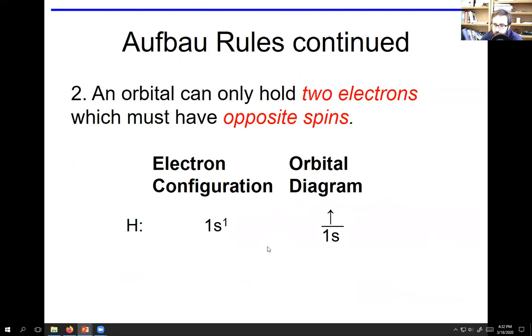And so we can also draw this like this, right? An orbital diagram, spin up. We could have also drawn spin down, doesn't matter. But for helium, we're going to have 2 electrons in the 1s, so we're going to have a spin up and a spin down.